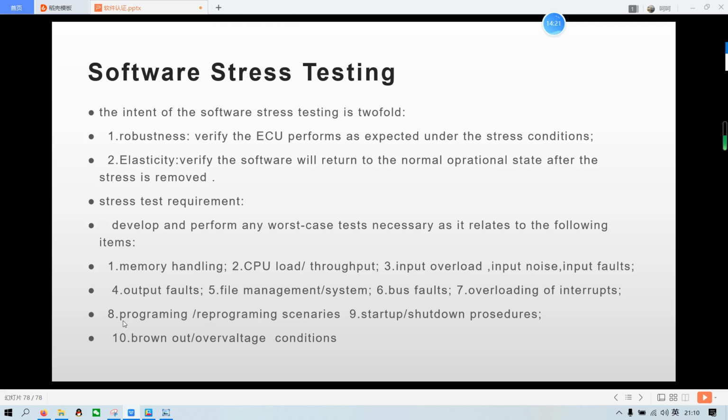Eight, programming, reprogramming scenarios. Nine, startup, shutdown procedures. Ten, brownout, over voltage conditions. All observation of failure shall be documented and reported to OEM expert. Okay, it's finished today.